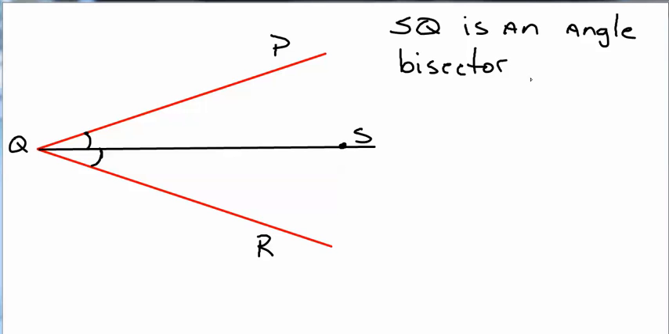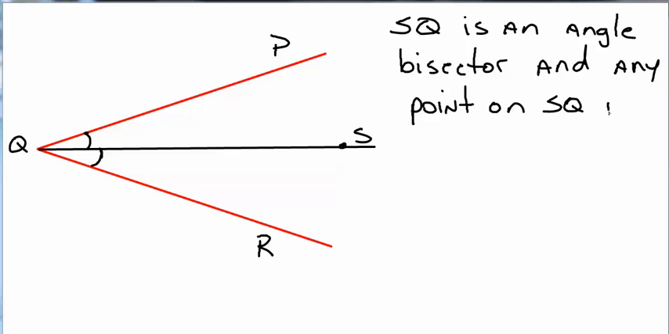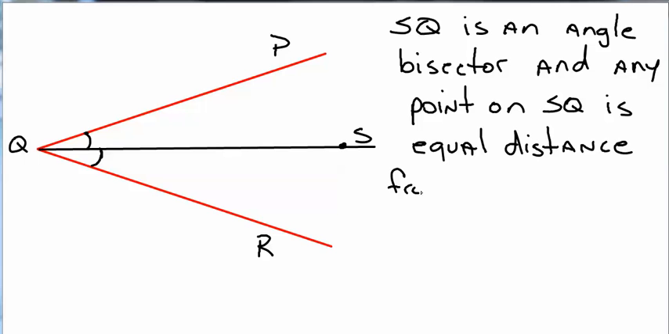Okay? And any point on SQ is an equal distance from QP and QR. So anywhere you go along this angle bisector, you're going to be the same distance from either side of this angle.